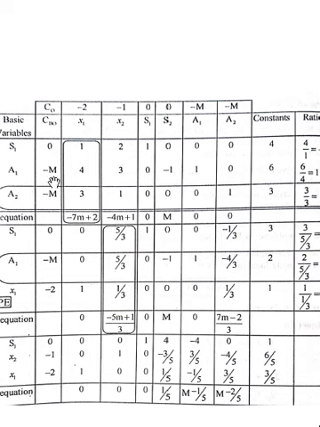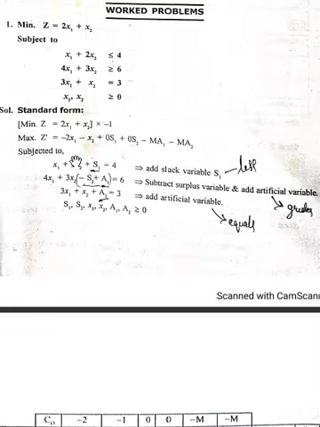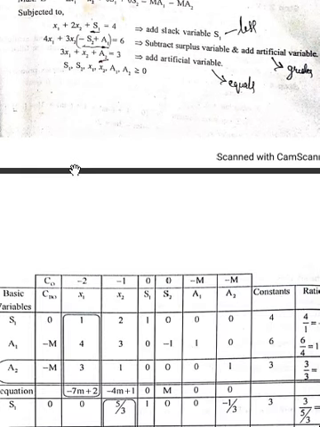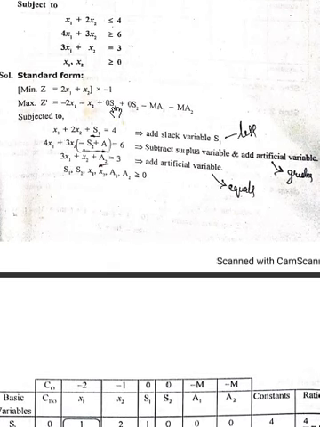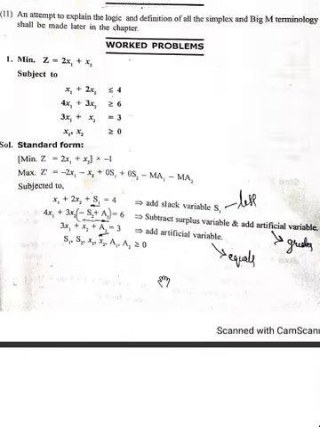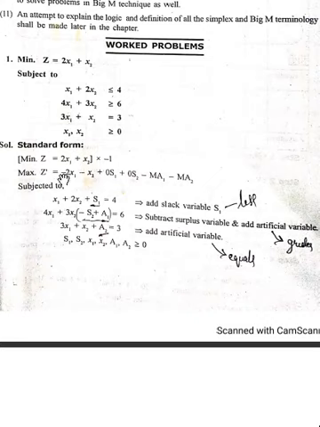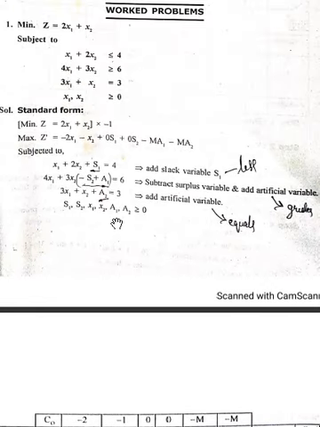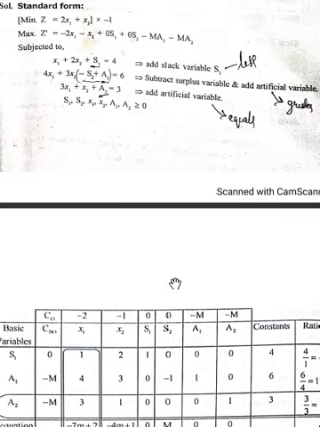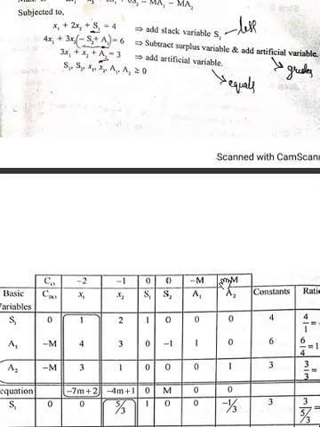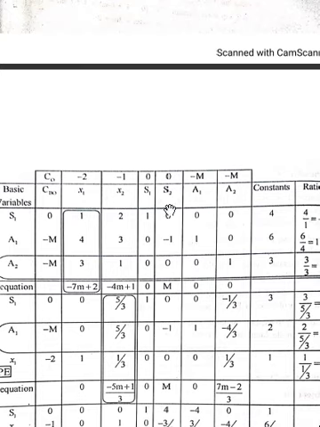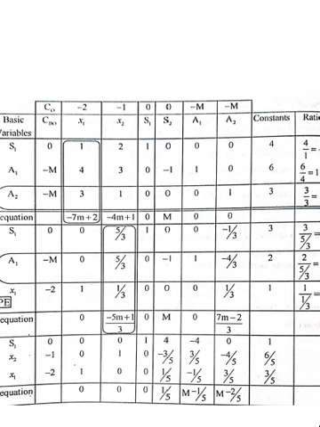To get the CB column, we need to look at the objective function. For S1 the objective function coefficient is 0, for A1 it is minus M, and for A2 one more minus M, and that should be written here. At the top, the Cj row, once again we look back at the objective function: minus 2, minus 1, 0, 0, 0, 0, followed by minus M, and that's all. Then this is the starting table.